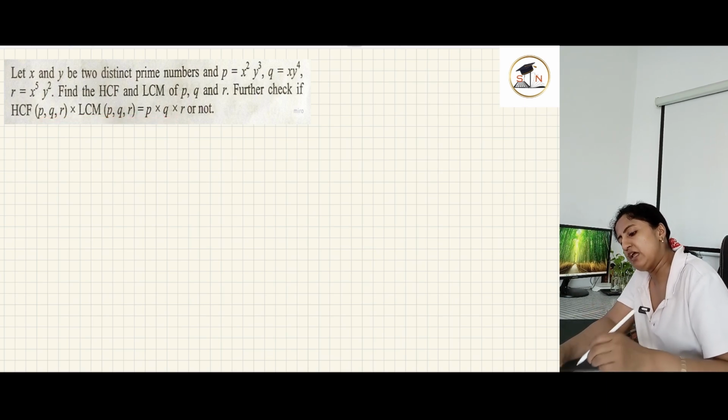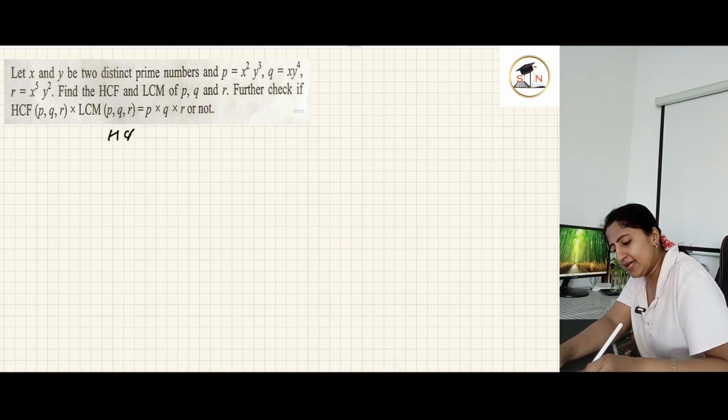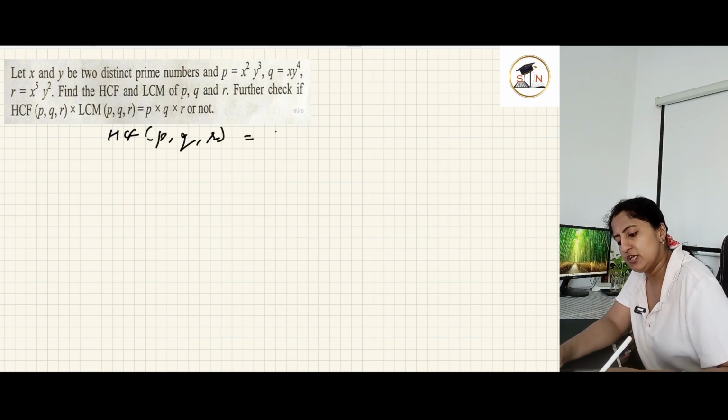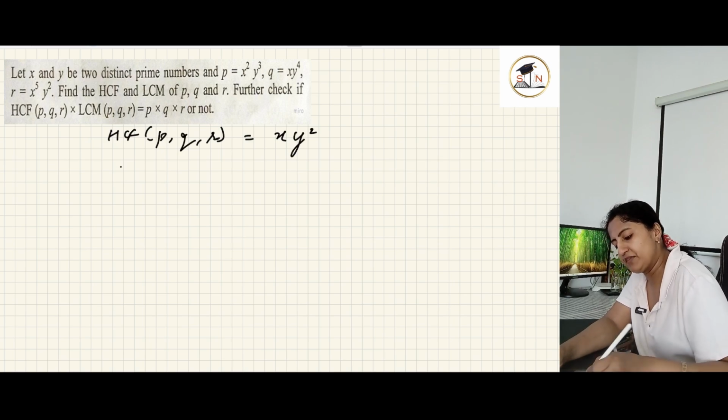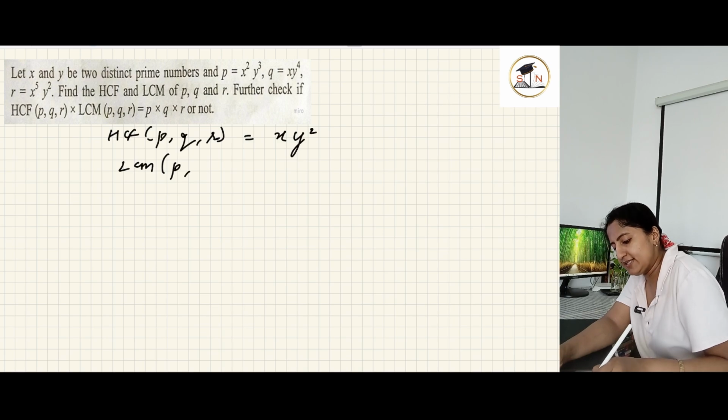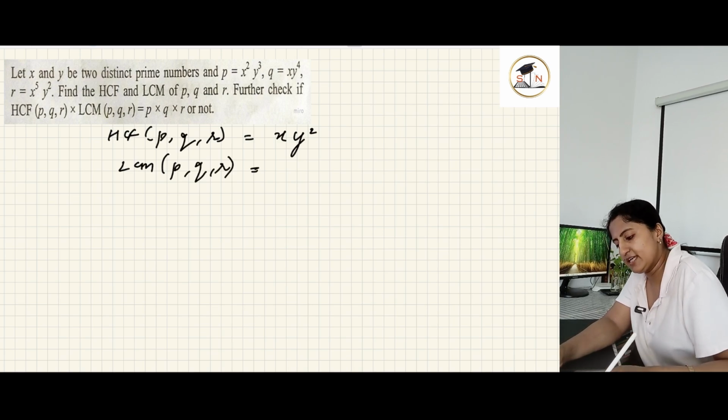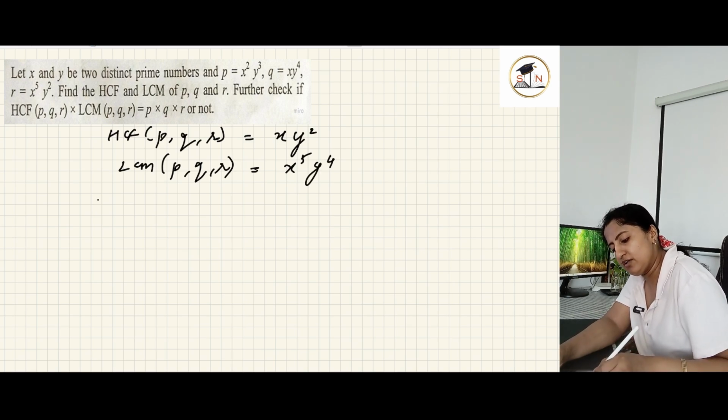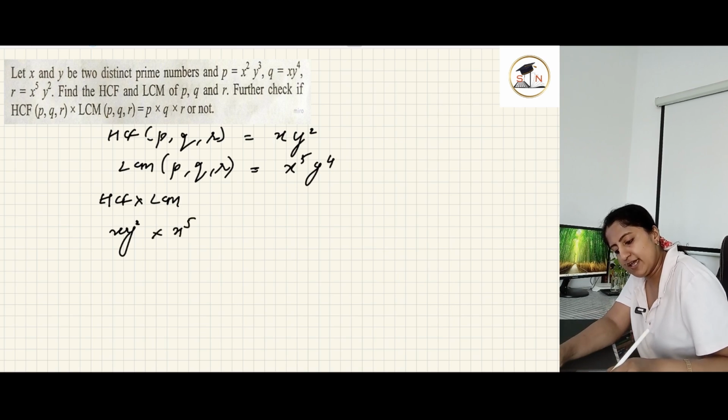Okay. Now, what I'm going to do over here, first let's quickly find out the HCF of PQR. We know it is the product of the lower powers. So what is the lowest power of x? It is just x. And y, the lowest power is square. Now LCM. LCM comes out to be the highest power of x, which is x to the power 5, and for y it is y to the power 4. Okay. Now the left hand side talks about HCF into LCM, right? So that is x y squared into x to the power 5 y to the power 4. That comes out to be x to the power 6 and y to the power 6.